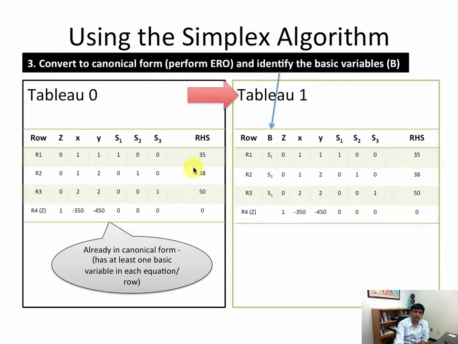What we do identify is that we add a new column, and what you should have filled in your basic variable column is that s1, s2, s3 are the new basic variables for these rows.